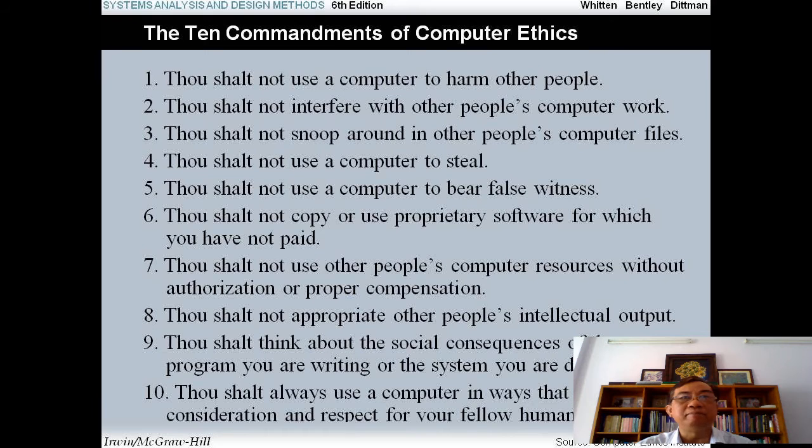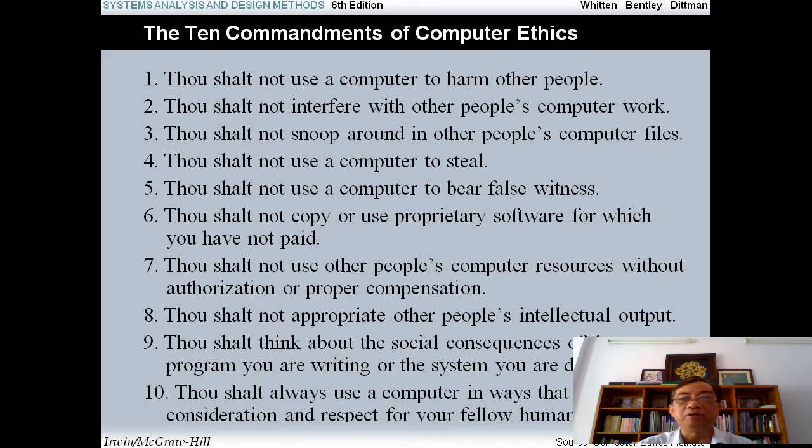The 10 commandments of computer ethics. Please remember. Thou shalt not use a computer to harm other people. Thou shalt not interfere with other people's computer work. Thou shalt not snoop around in other people's computer files.